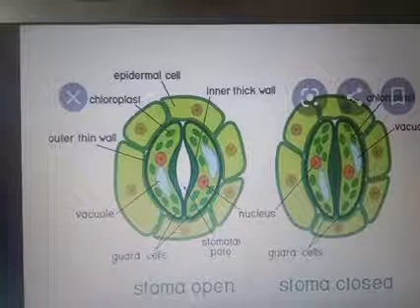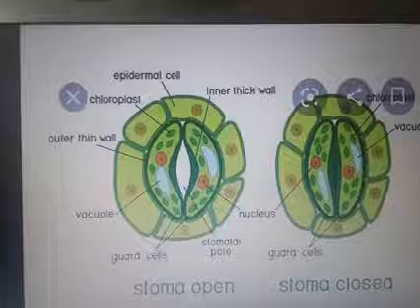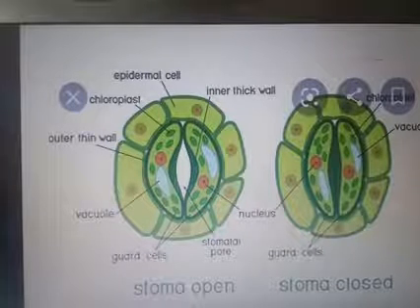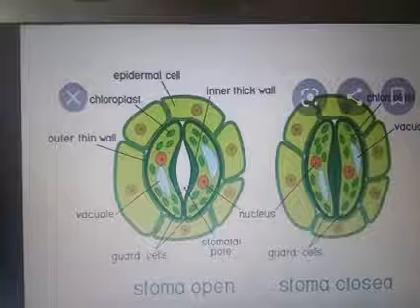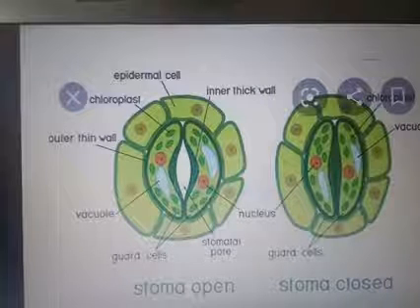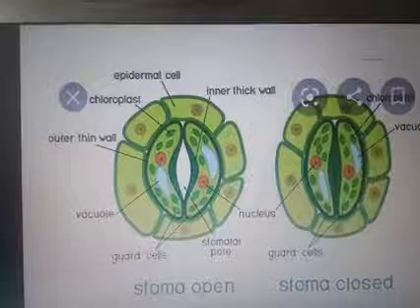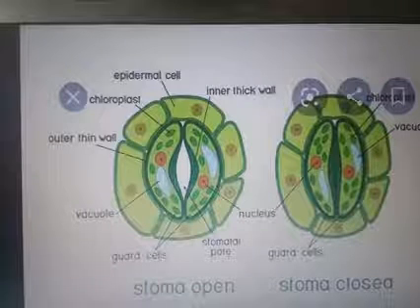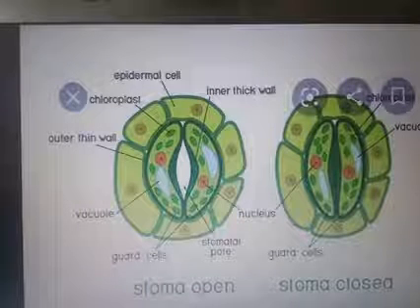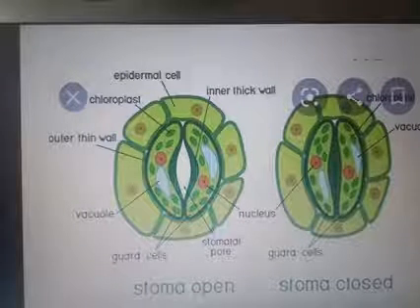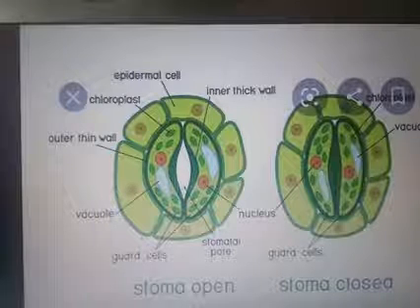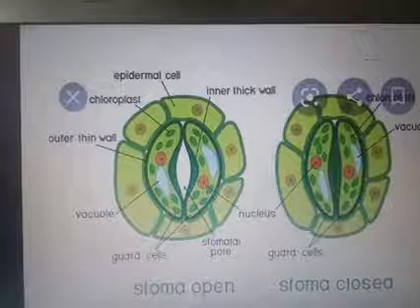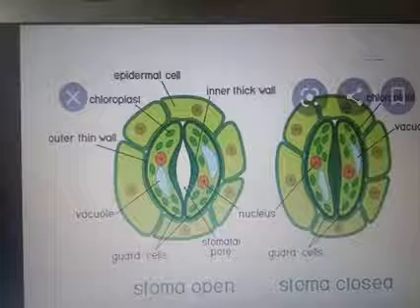So what are the functions of the epidermal tissue system? The main function is protection. It has the cuticle, which helps in preventing the excessive loss of water. Green leaves and stems contain stomata, and the stomata help in the process of gaseous exchange and transpiration.